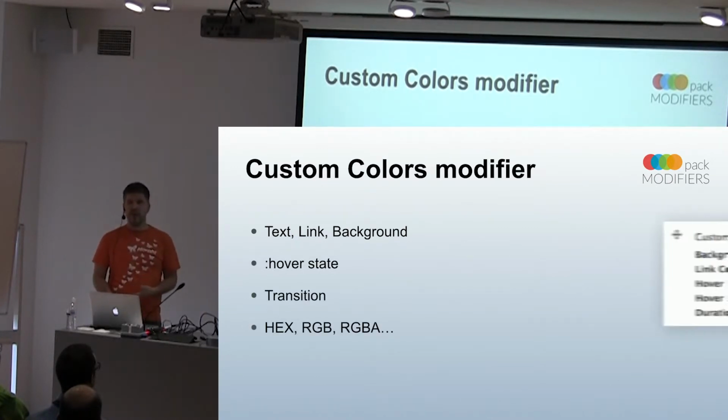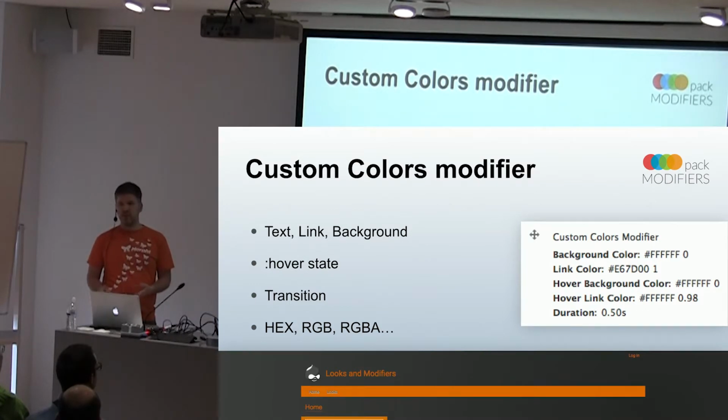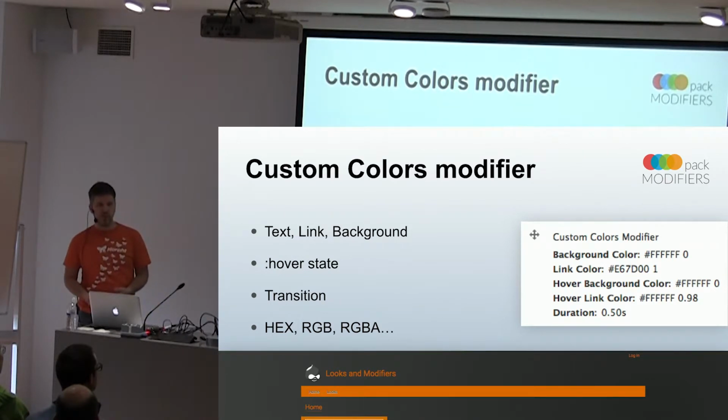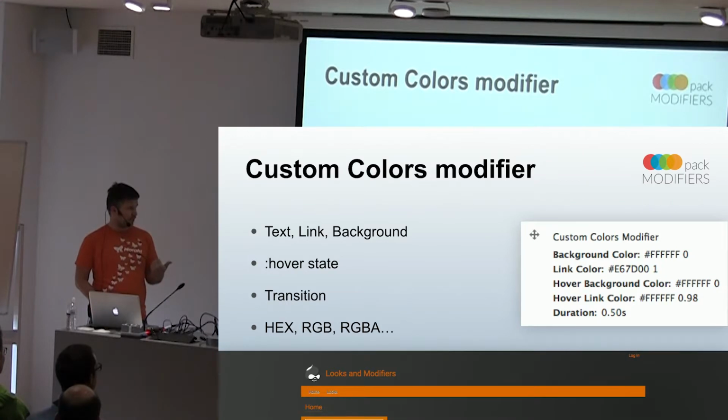We have originally provided just the background, but then if you have a dark background, you need to provide a light color for the text. So we have added the text color inside the modifier, and then you would like a different color for the link. So we have provided a field for the link as well. For all of these properties, we have provided the hover option, so you can have a different color when you hover over the element. And just for fun, we have provided transition, so it can be a smooth transition between these colors. The colors which are available are everything which CSS understands. So it can be a hex color, RGB, RGBA. The module will understand.